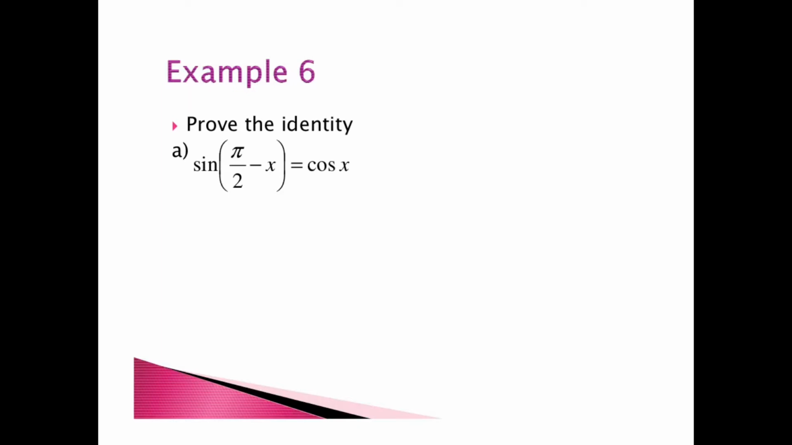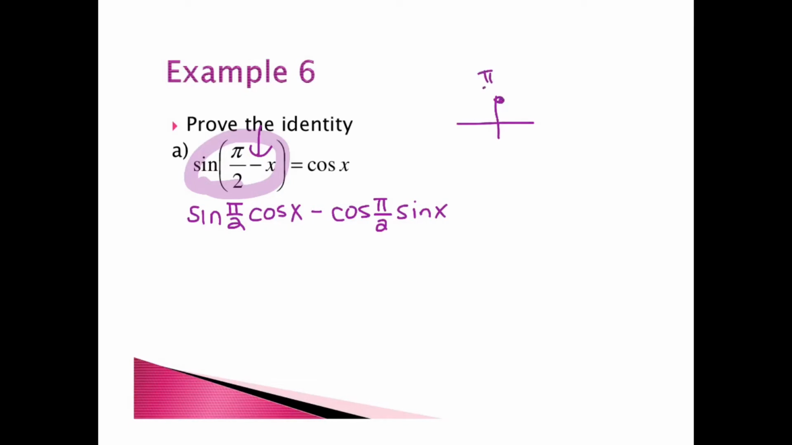So sine of pi/2 minus x is a difference, and it's sine, so the pattern would be sine, cosine, cosine, sine. So I'm going to do sine of pi/2 times the cosine of x minus cosine of pi/2 times the sine of x. Pi/2 is where our 90 is. We know that point there is 0, 1. So the sine would be 1.